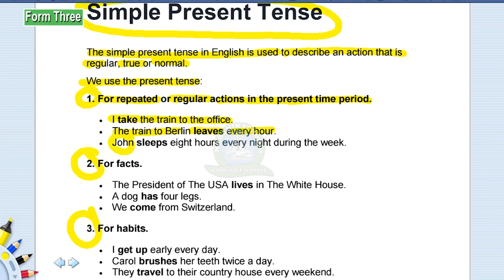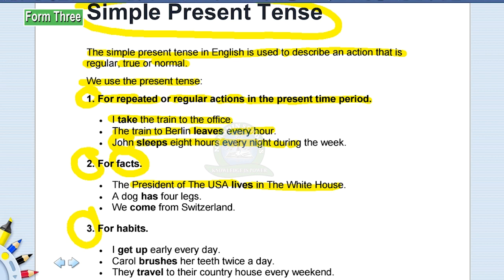John, or you can simply say Jama, sleeps 8 hours every night during the weekend. This is the first use of simple present tense: for repeated regular actions. And the second is that it is used for facts. For facts. The President of the USA lives in the White House.